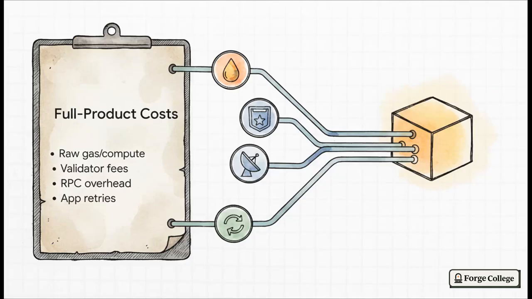Now, zooming out one level, we get the full product cost. This is the cost of a single, complete transaction execution. But here's the catch. Raw gas or compute? That is not the whole story. To make sure both the numerator and the denominator match perfectly across both chains, your per-transaction cost has to include everything. We're talking raw gas and compute for sure, but also validator fees, the RPC relay overhead, and any application layer retries from that first attempt all the way to final confirmation. All of that makes up your true per-transaction cost.